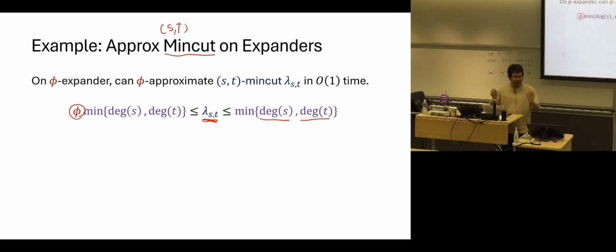Okay, is the claim clear? Yeah. Does the right side of the inequality come from, like, because just s on itself and t on itself are also st cuts? Exactly. We're going to explain this, but that's exactly why.